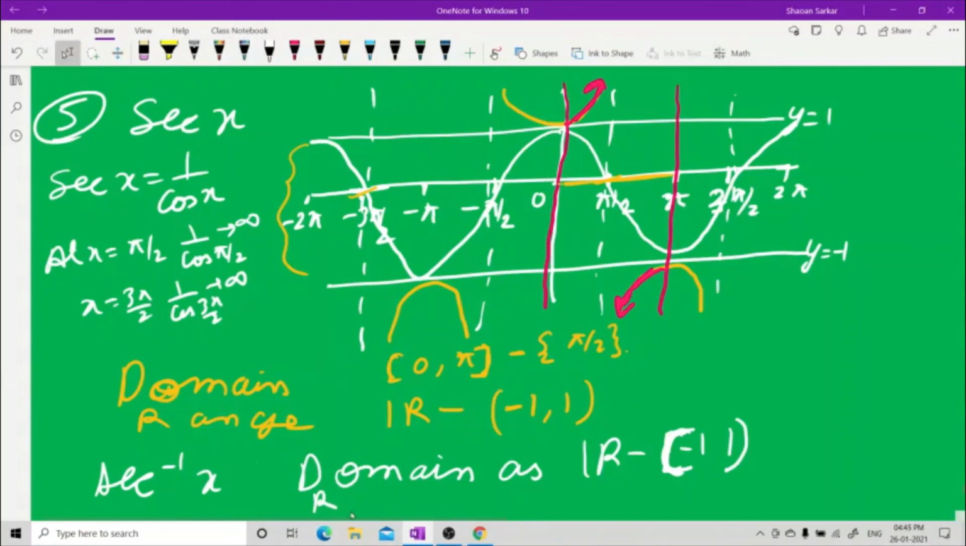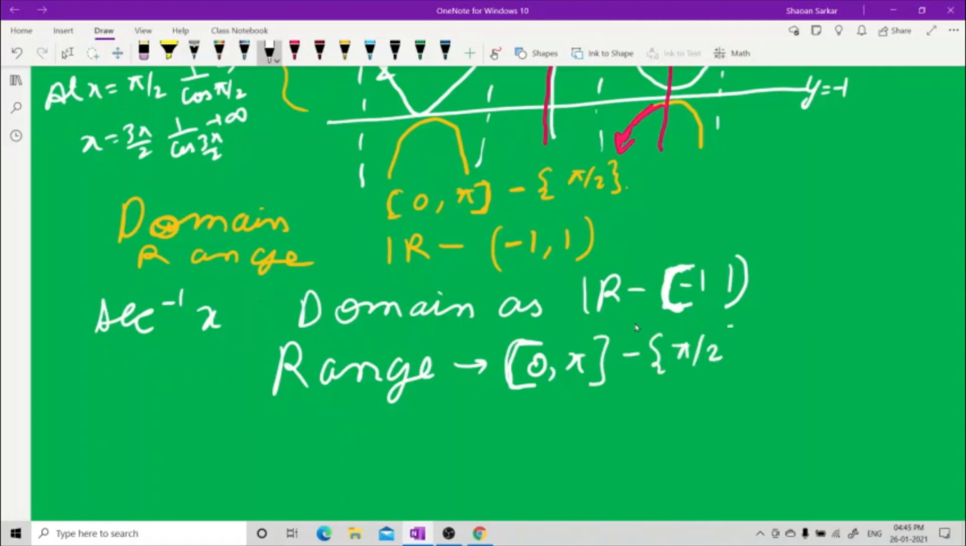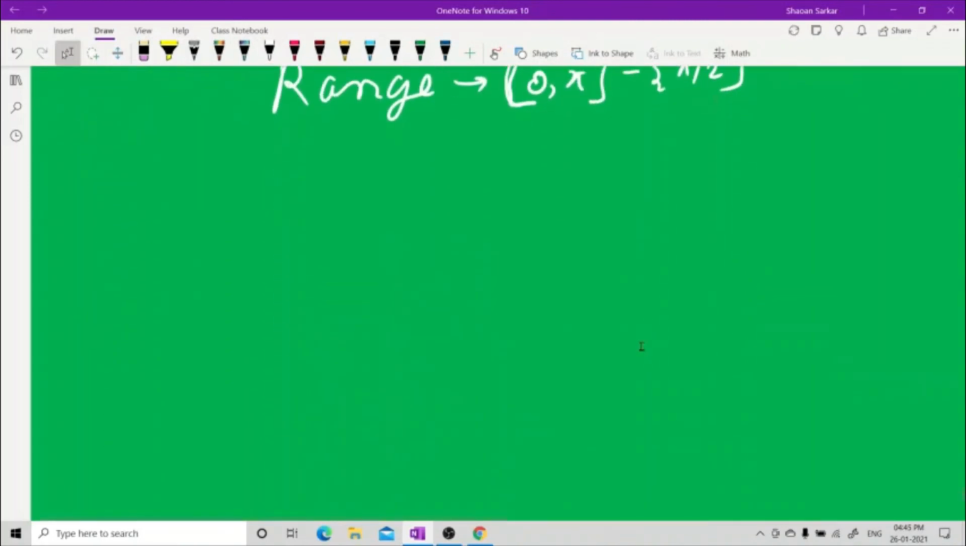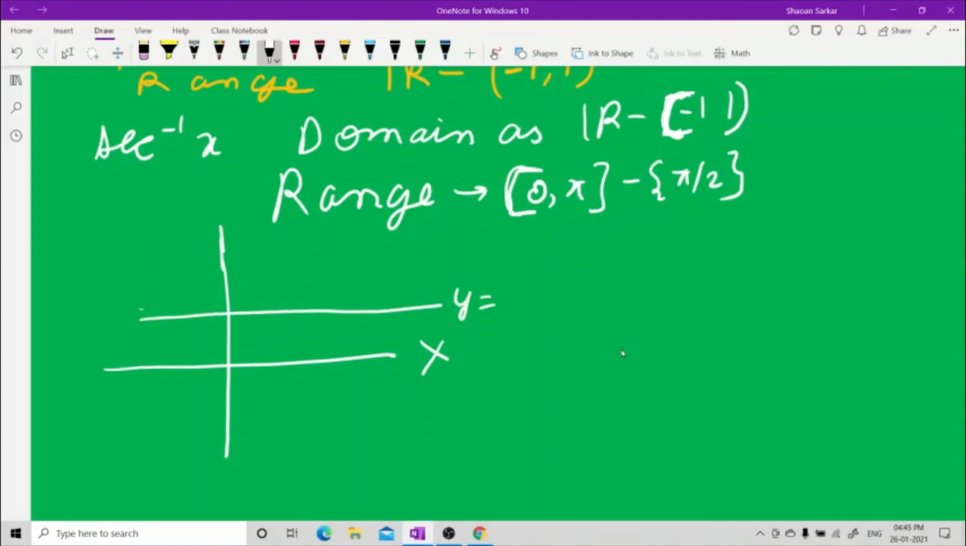Let me take more space. Now you remember this graph. The range would be from 0 to pi, closed interval 0 to pi, from which pi by 2 would be removed. Now if I try to draw this graph, this is my y-axis, this is my x-axis. This line is my y equal to pi by 2, this line is y equal to pi, and this line is y equal to 0.